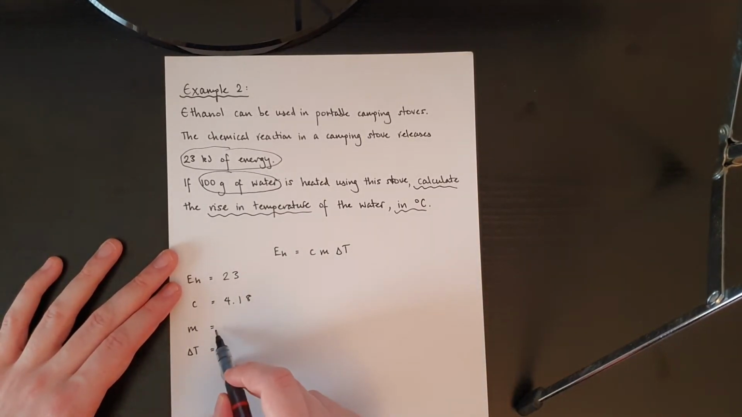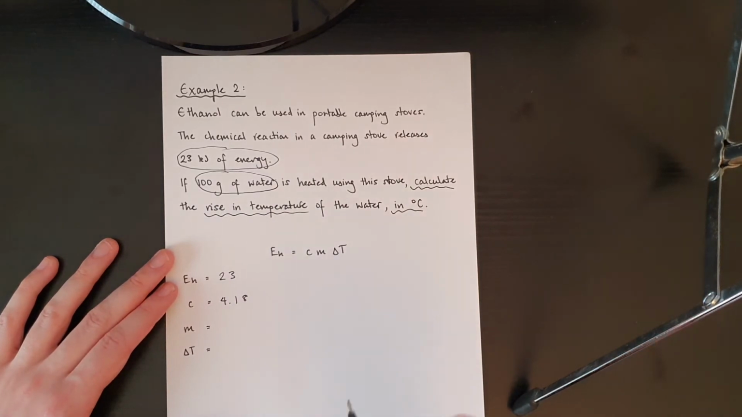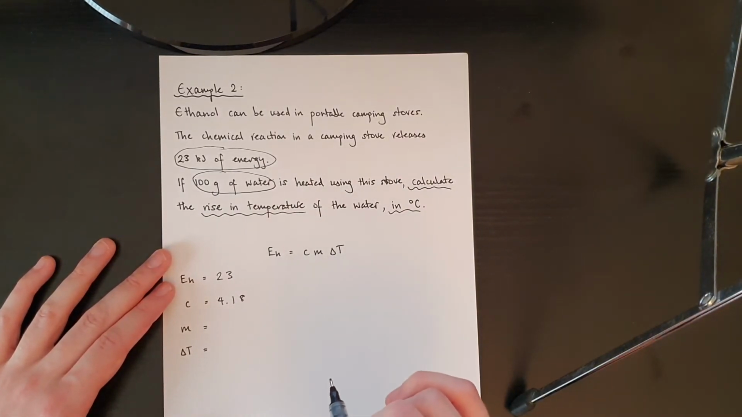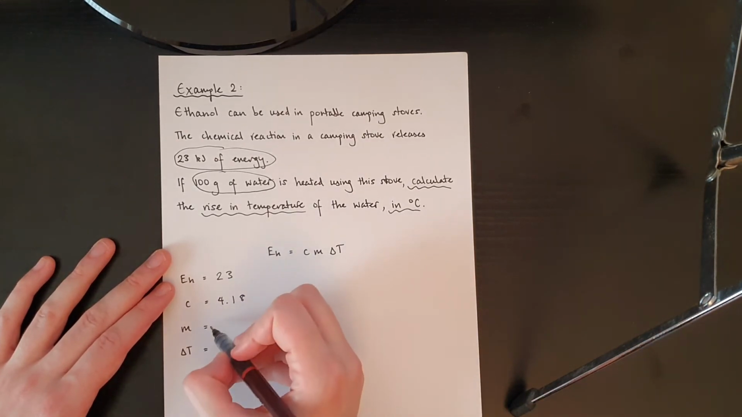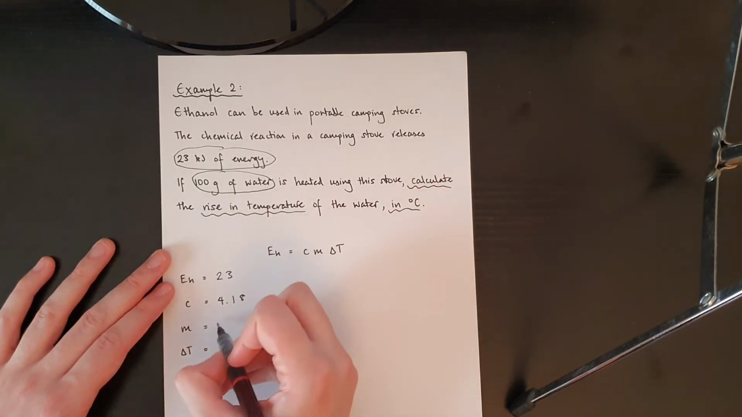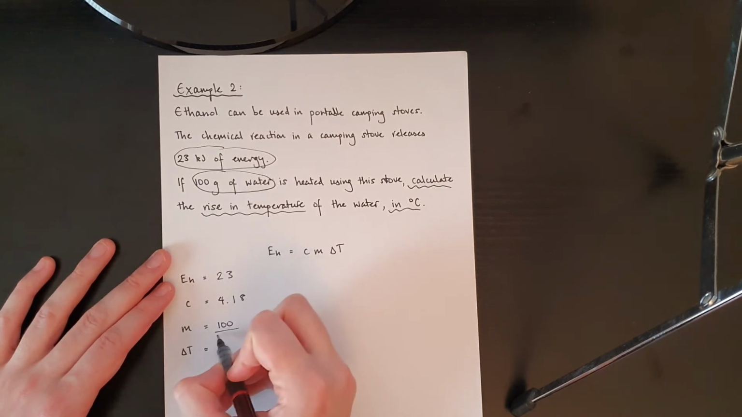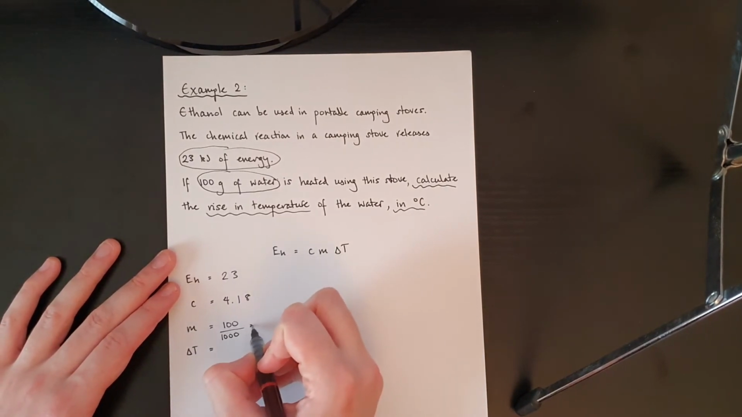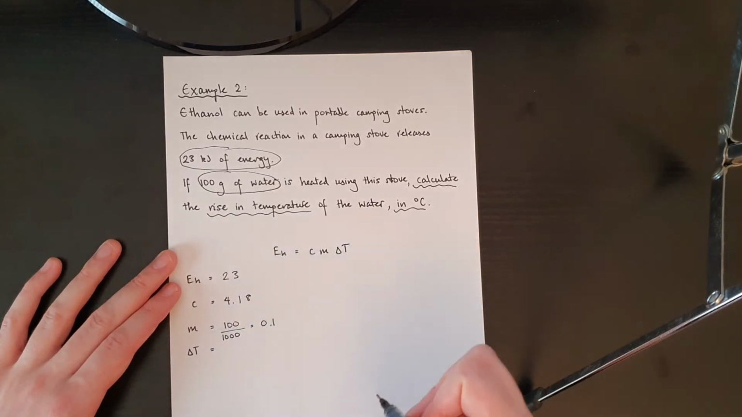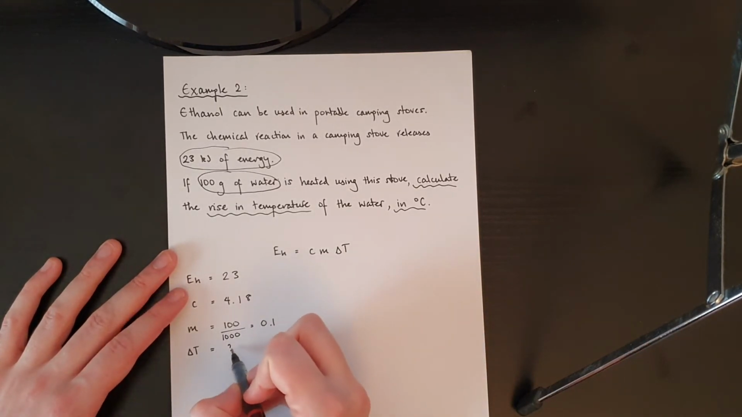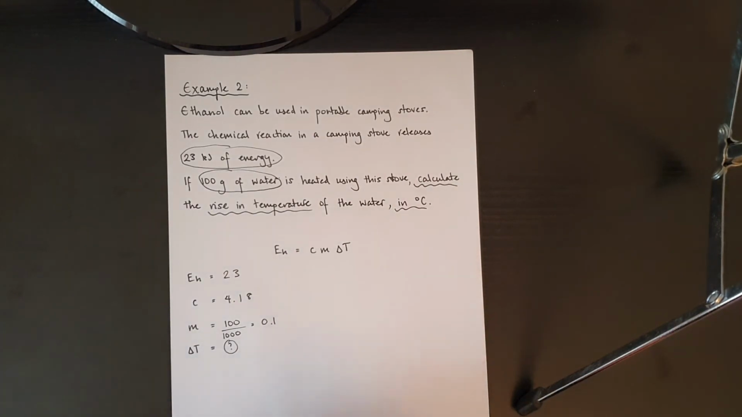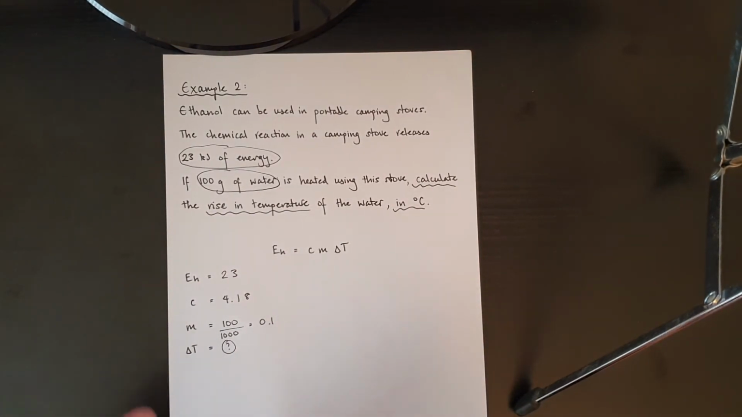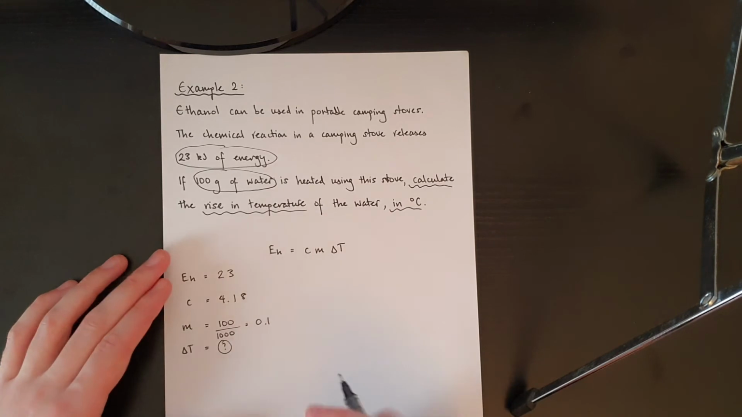The mass is 100 grams of water, but remember we want it in kilograms. So to get from grams to kilograms, we have to divide by 1,000, because we're dealing with a smaller number here. Bigger quantity, smaller number. So it's going to be 100 divided by 1,000, which equals, again, 0.1. And then this time, the change in temperature is what we're trying to figure out. So question mark in a circle or an X or whatever it is you're happy with as an unknown.